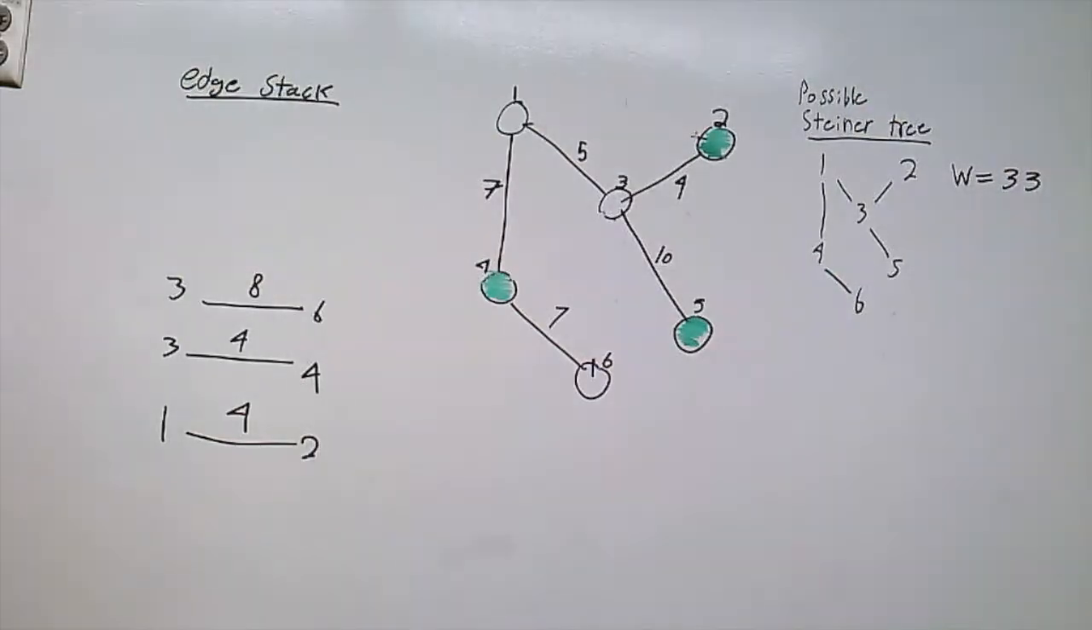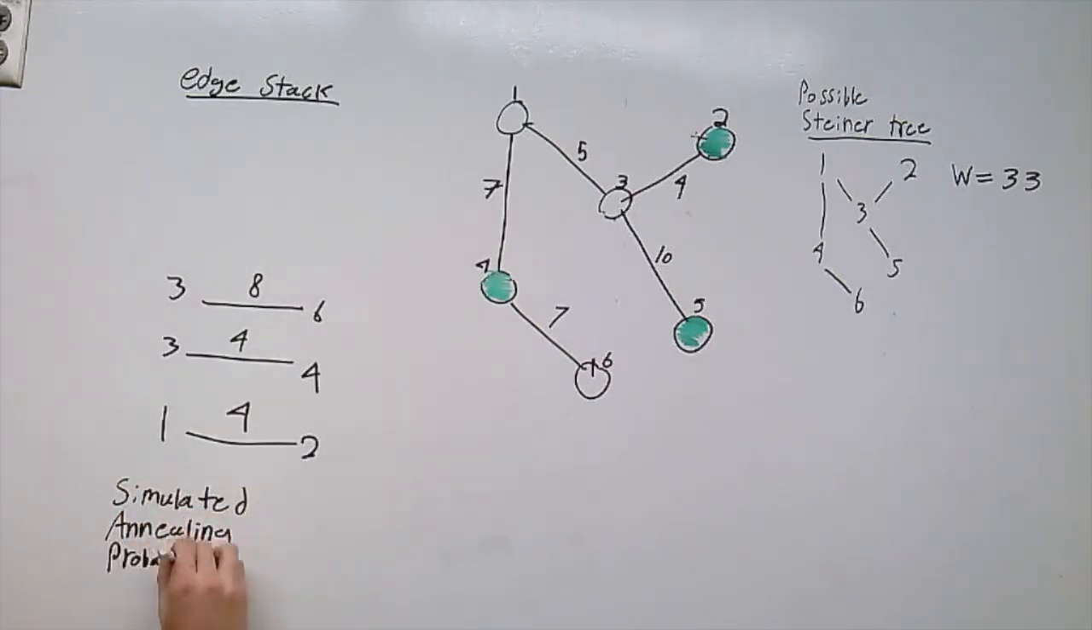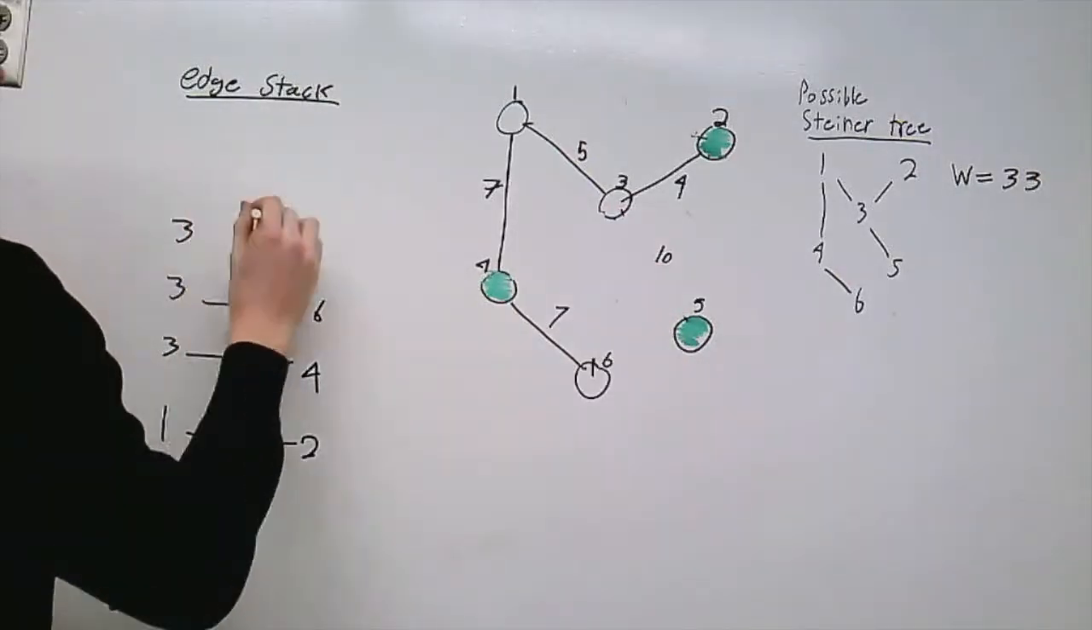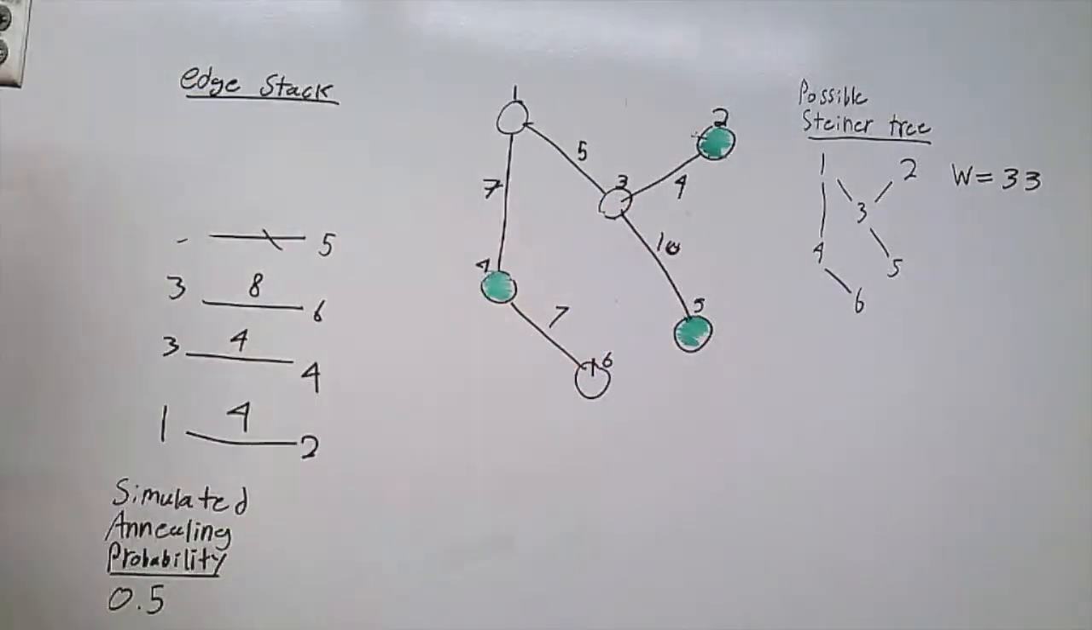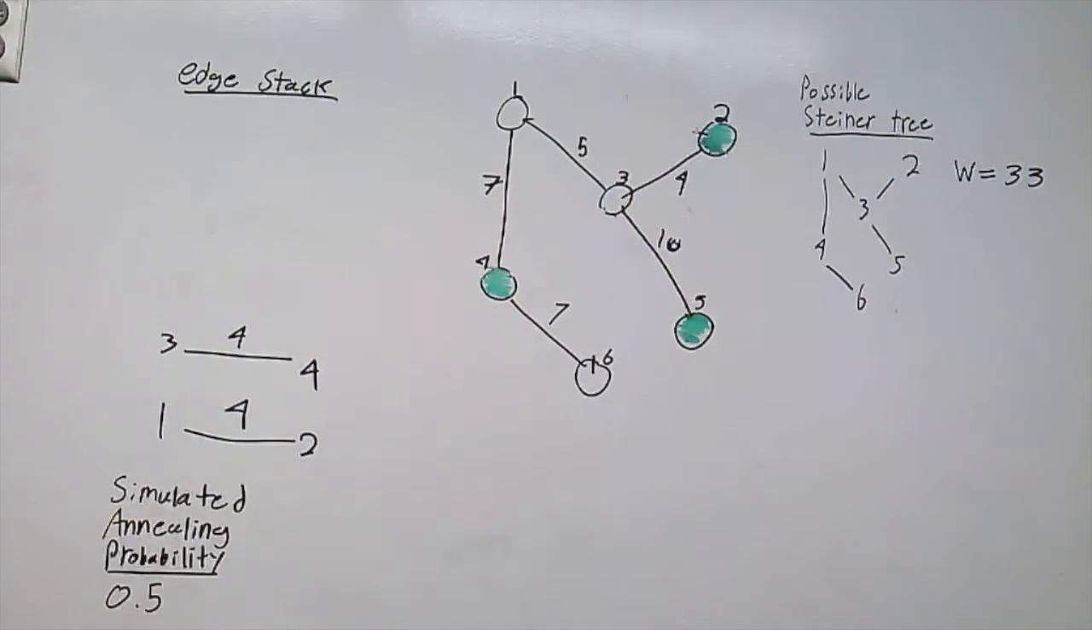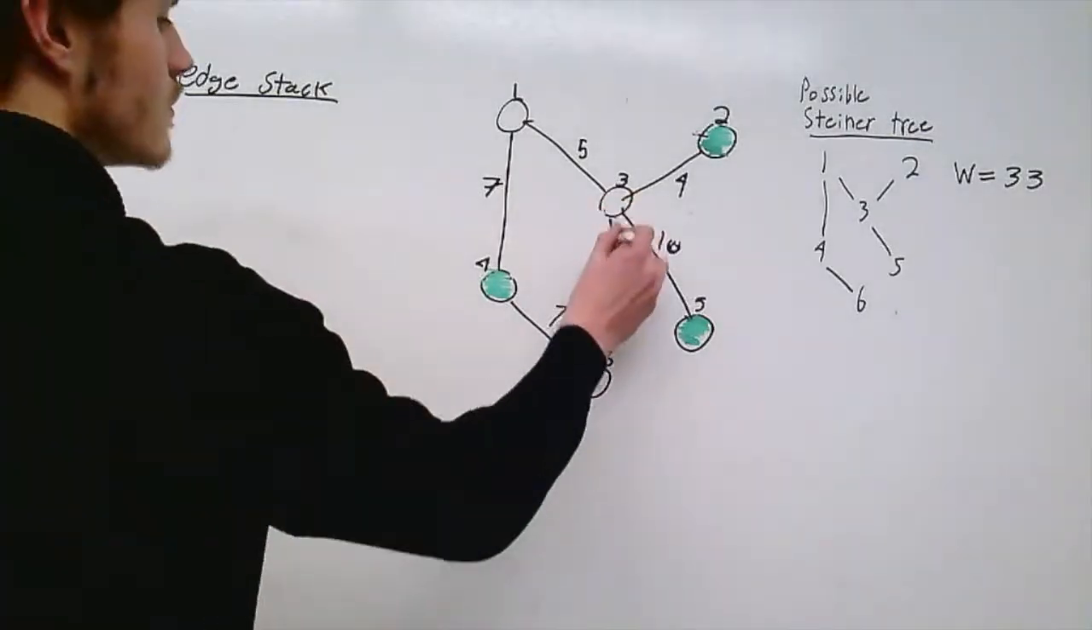And we get to it because of the fact that we have no cycles and all of our required nodes are connected. The simulated annealing probability we start off with is 0.5. This value can be adjusted for different results, but will decrease as we pop edges off the edge stack and put them back into the graph, as I'm doing right now. Then I will decrease the simulated annealing probability.